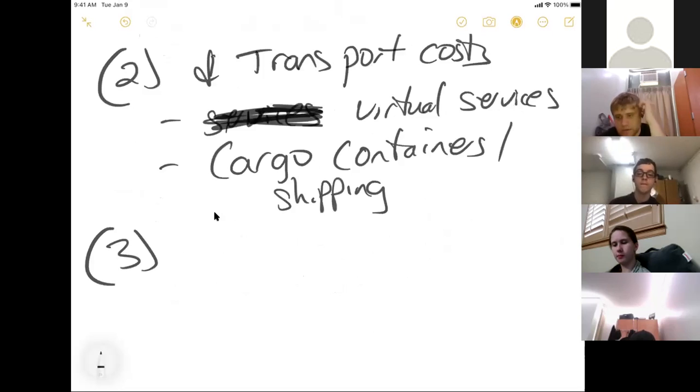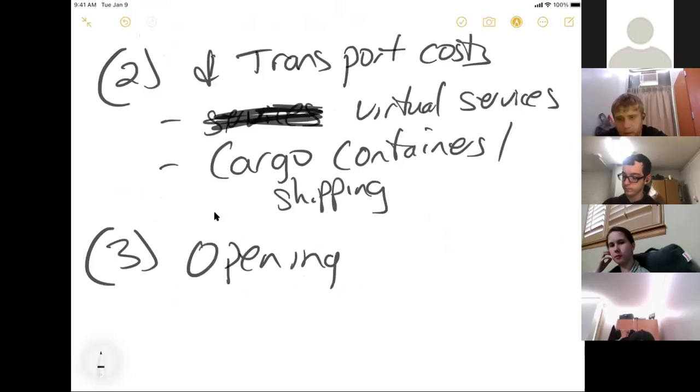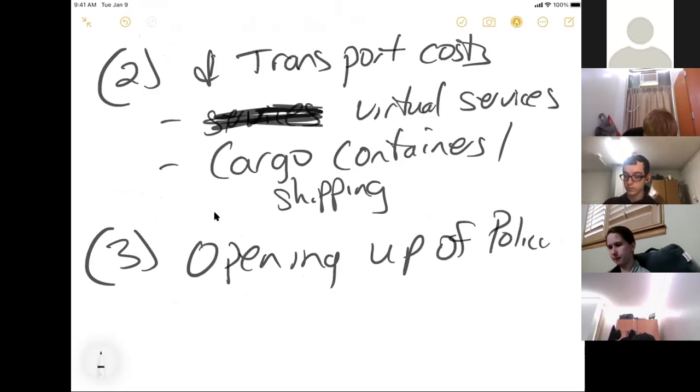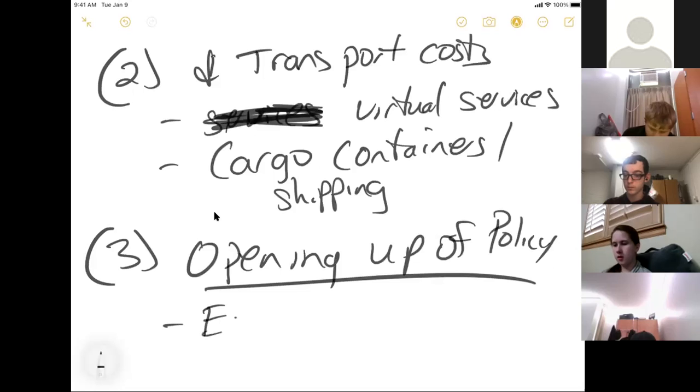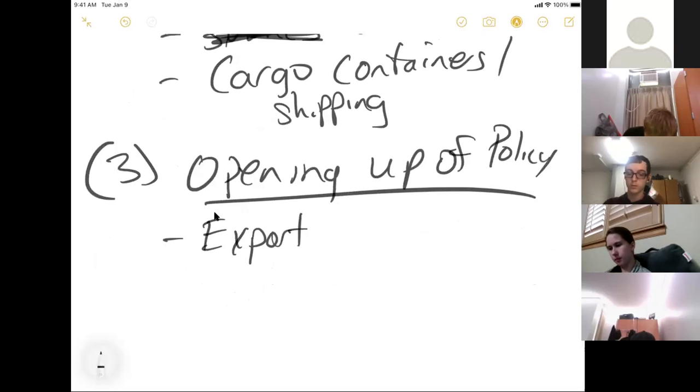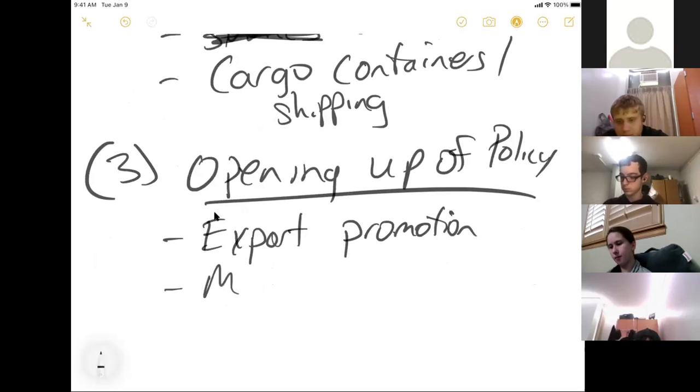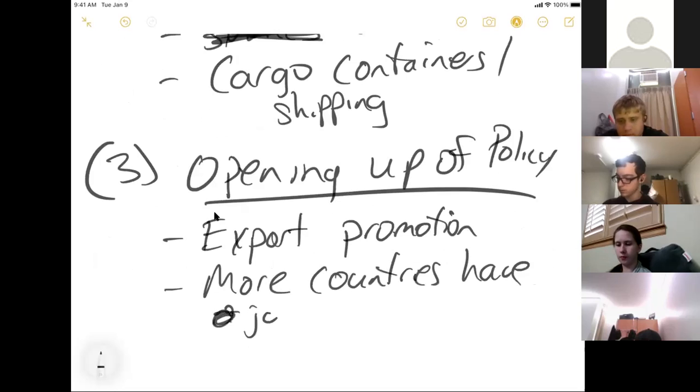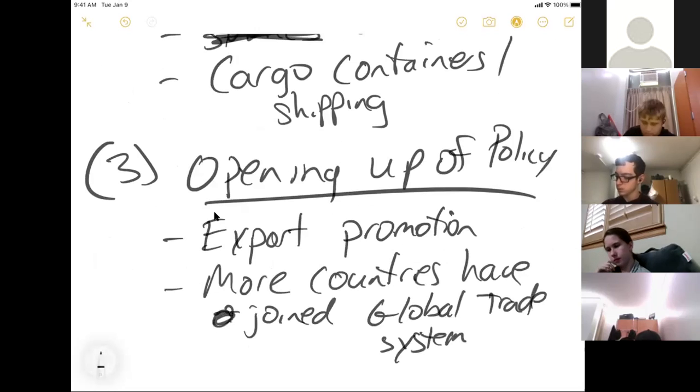Well, one thing undoubtedly is changes in policy. More and more countries are following policies of export promotion, meaning focusing on economic policies in which exporting is central to their development strategy. And as a result, more countries have joined the global trade system. Today we really have more countries that have joined the global trade system than we've ever had in the past.